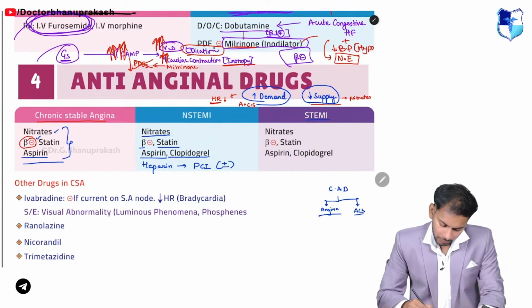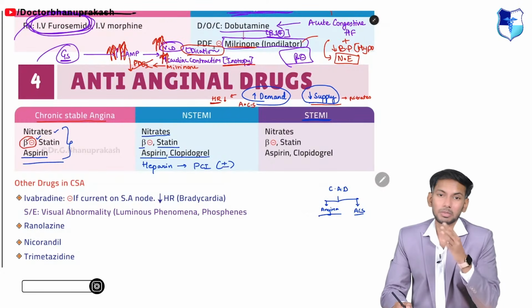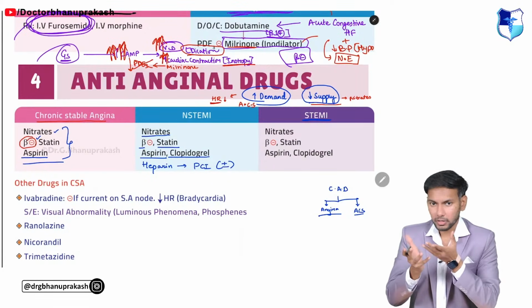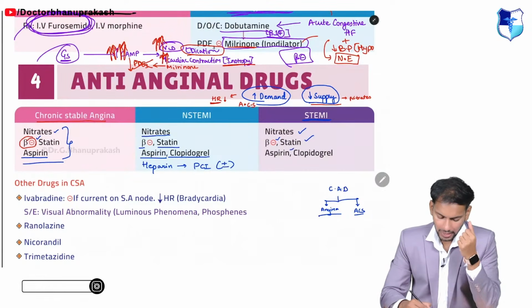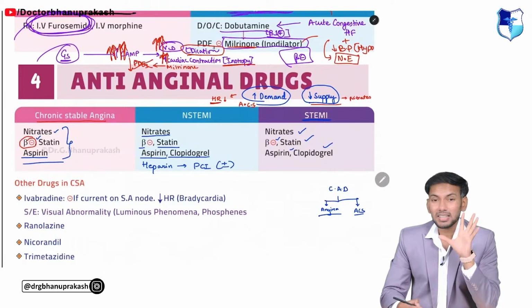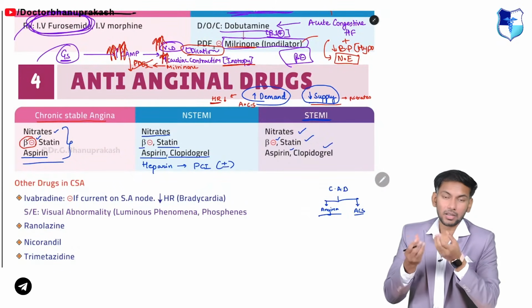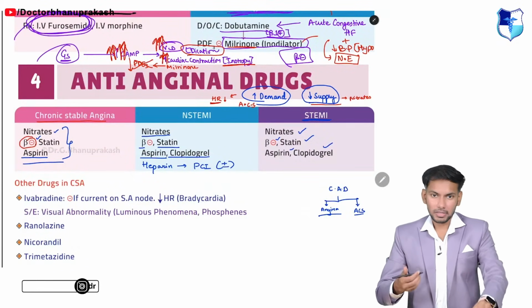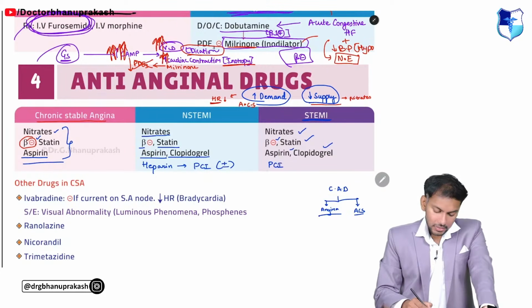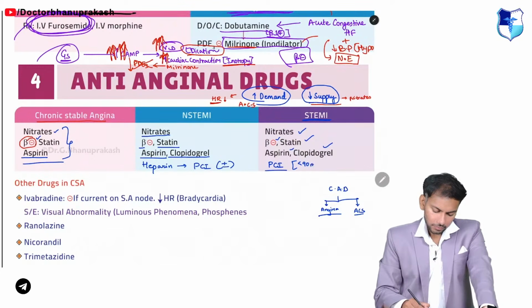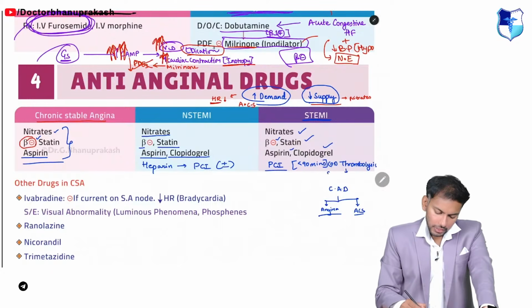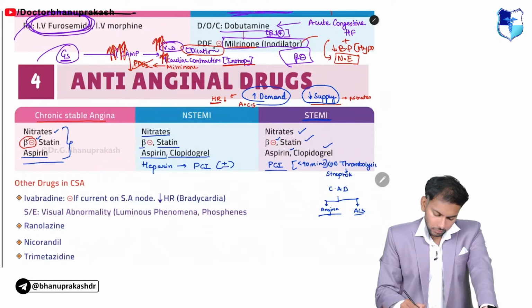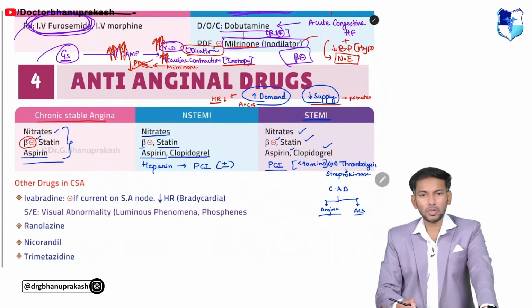Now, coming to the STEMI. STEMI means rupture of the plaque and then there is fibrin clot formation. So, again when there is STEMI, you have to give all of these drugs, nitrates, beta blockers, statin, aspirin, clopidogrel. But since there is a clot made up of fibrin that is blocking the entire artery, you can either do PCI. It is to be done within 90 minutes. If PCI is not available, then you go for thrombolysis. How do you do it? With the help of streptokinase.